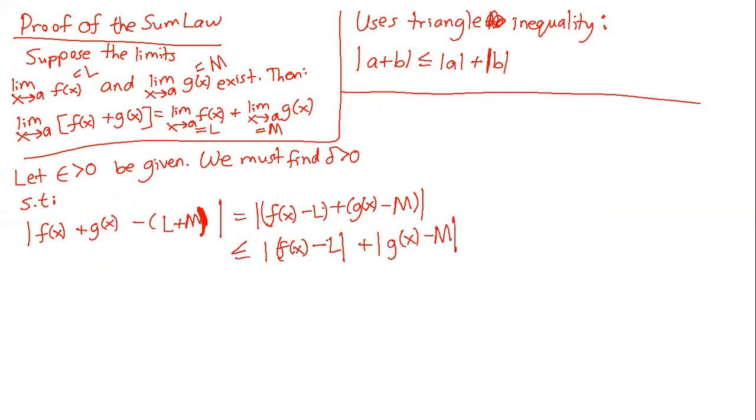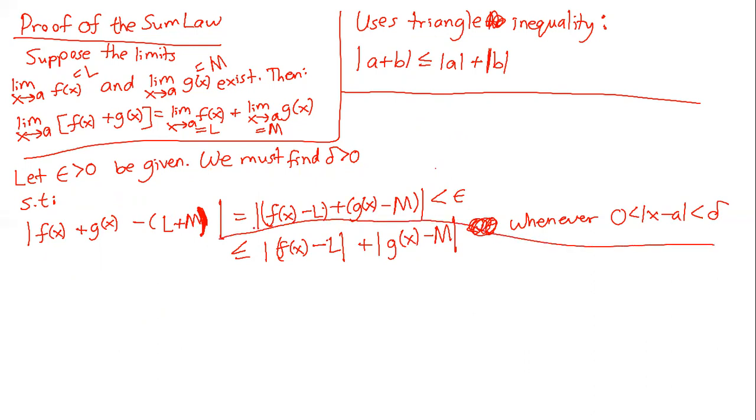I need to find a delta such that this thing is less than epsilon whenever 0 is less than absolute value of x minus a is less than delta. I should have actually written this part up here. So this is what I want to prove. And then I note that from this step to this step, excluding this epsilon, this statement, the absolute value of f of x minus L plus g of x minus M, is less than or equal to the absolute value of f of x minus L plus the absolute value of g of x minus M.